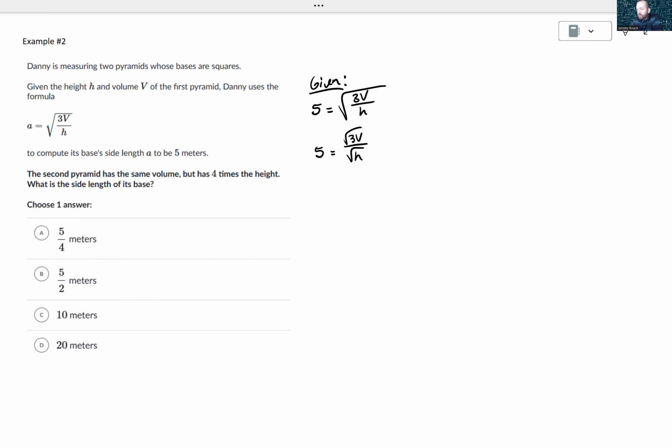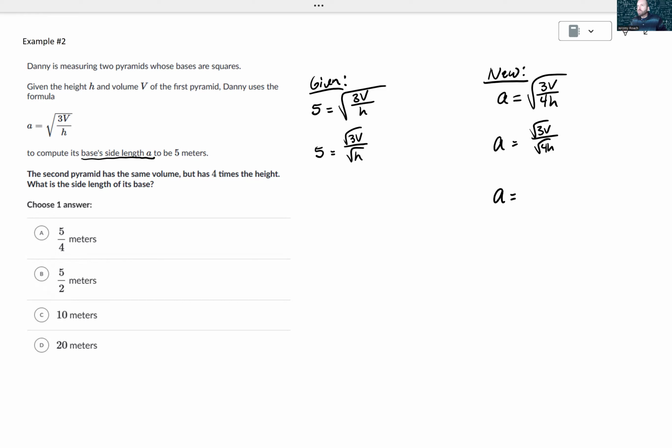Okay, for our new formula, it says the second pyramid has the same volume, so v stays the same, but it has 4 times the height. And now it's saying, what is the side length of its base? So the base's side length is a. So for our new formula, we want to find what a is. We don't know what that is, so make sure not to write 5 for that. So a is equal to the square root of 3v over 4h. And we can also write this separately as square root of 3v over square root of 4h.